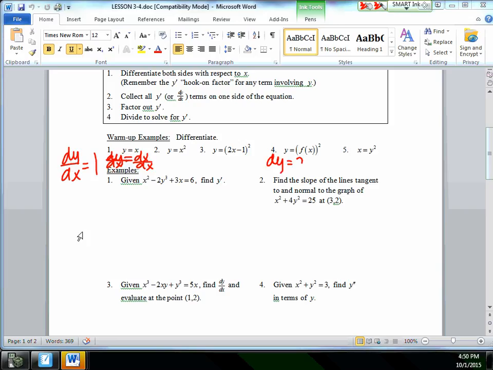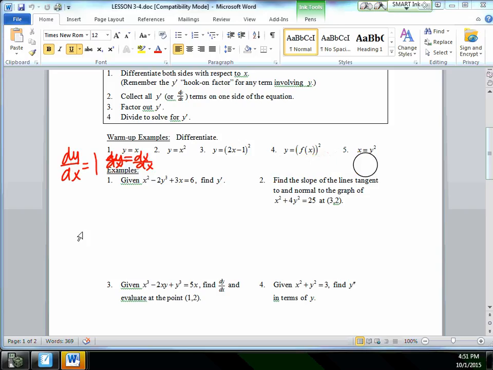dy equals 2, leave the inside alone, times the power stays, goes down to 1 because we subtract 1, times the derivative of the inside, f prime of x, dx, divide by our dx, takes us right there. Some of you will get to the point where you know your dx's are going to cancel, so you don't need to write them every time, and that's okay.